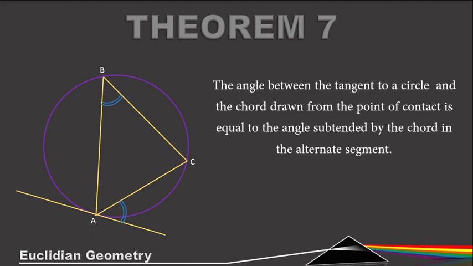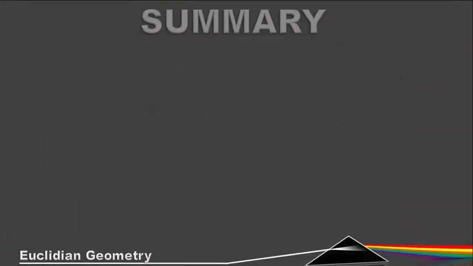So the official theorem says that the angle between the tangent to a circle and the chord drawn from the point of contact is equal to the angle subtended by the chord in the alternate segment. And the reason is the tan chord theorem. And now a summary. So this is everything that you need to know off by heart when you go into the examination, so that you can use your theorem.